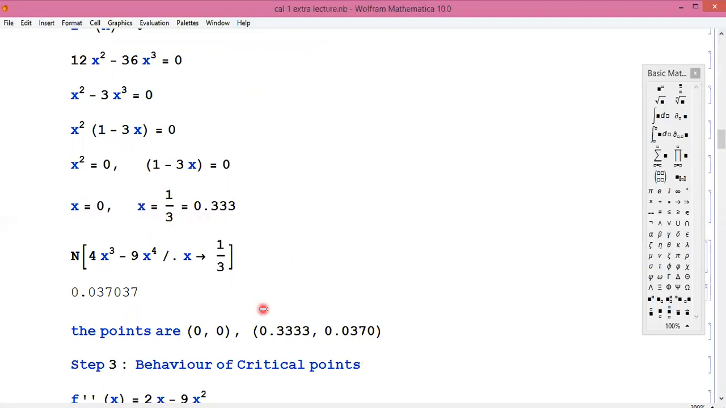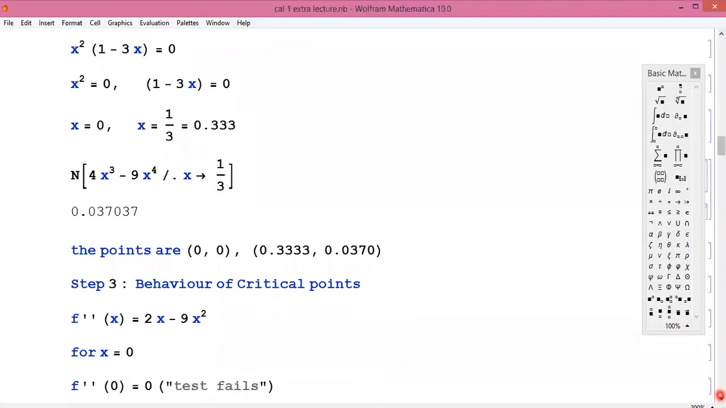Now, I need to find the behavior of critical points. Either the critical points are relative maxima or relative minima. For that, since the function is a polynomial, I can easily do the second derivative test. So I'm doing the second derivative test, not the first derivative test. So f double prime x equals to 2x minus 9x square. Okay, for x equals to 0, f double prime is equal to 0.